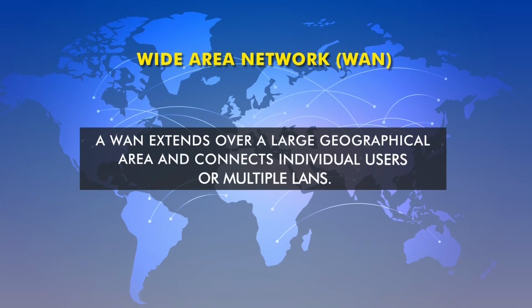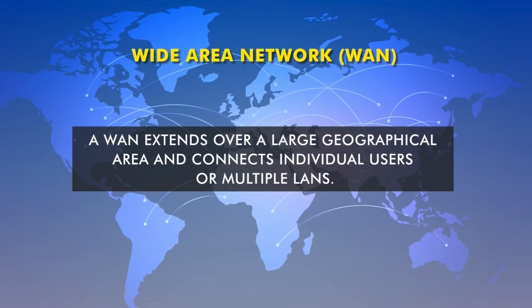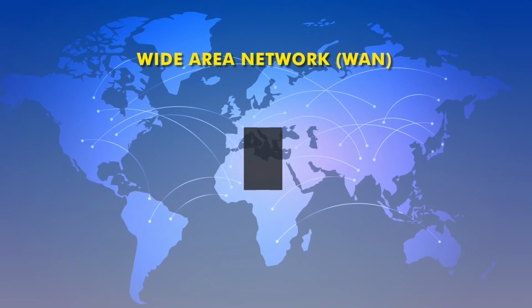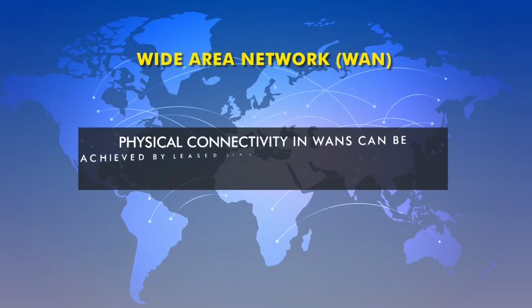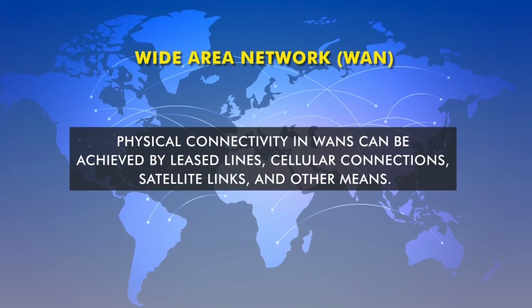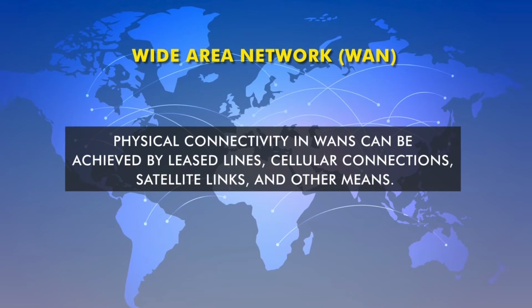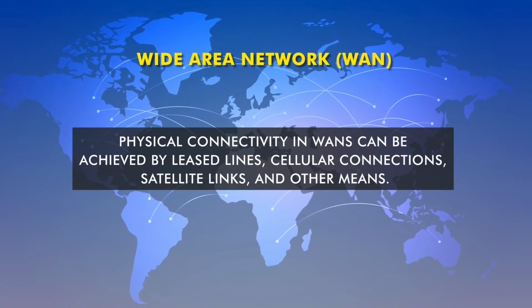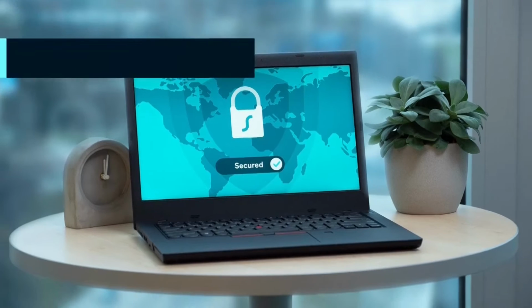The next in the hierarchy is the wide area network. It extends over a large geographical area and connects individual users or multiple LANs. The internet can be considered as a WAN. Large organizations use WANs to connect their various sites, remote employees, suppliers, and data centers so they can run applications and access necessary data. Physical connectivity in WANs can be achieved by leased lines, cellular connections, satellite links, and by other means.